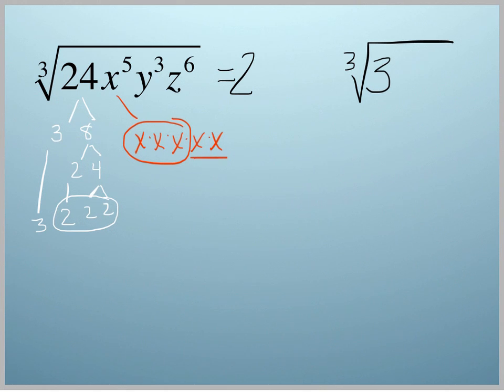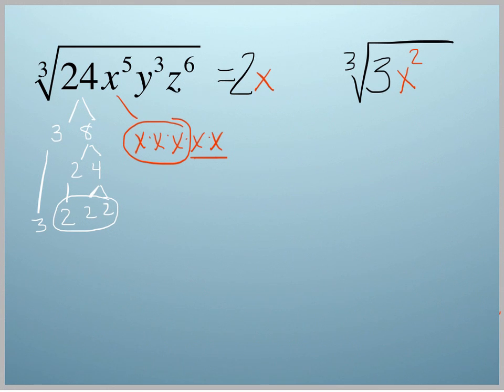So since I have one group of 3, I'm going to bring an x out, and then I have 2 left over. So if I multiply those together, you're going to get x squared. That's still underneath the radical. Do the same thing for your y's.